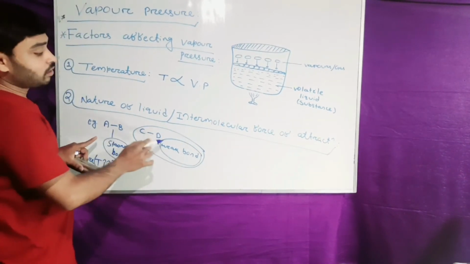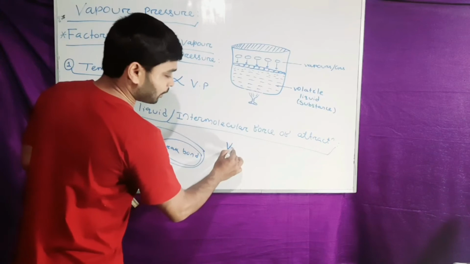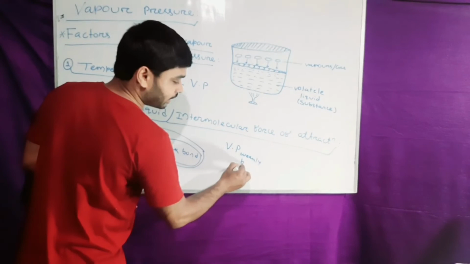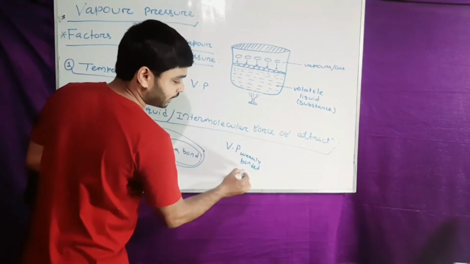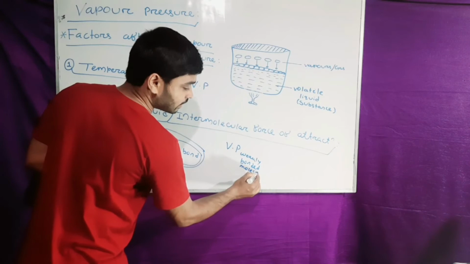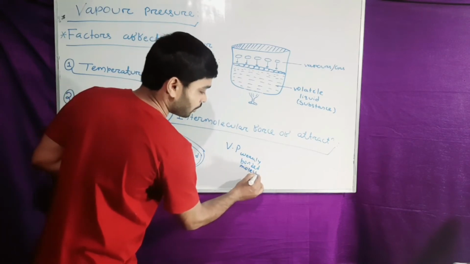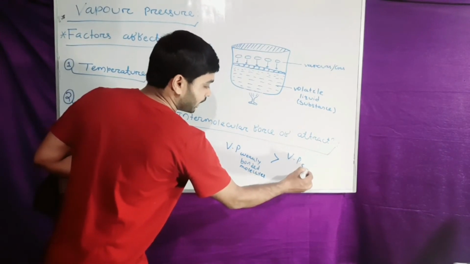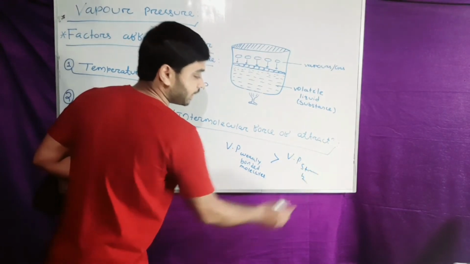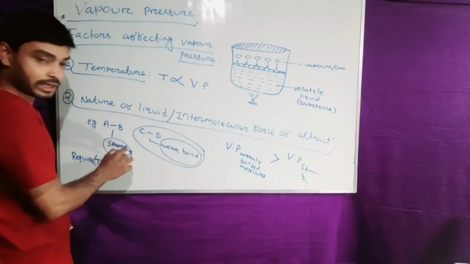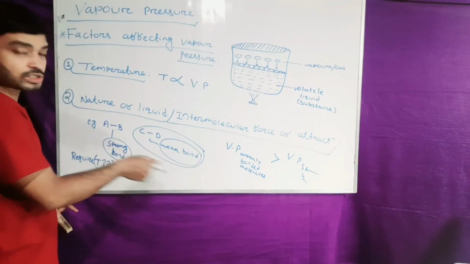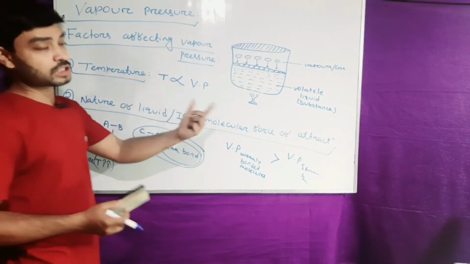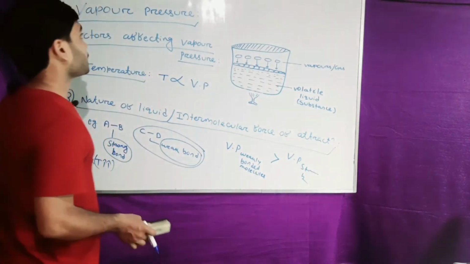That's why the vapor pressure of weakly bonded molecules is greater than the vapor pressure of strongly bonded molecules. So the nature of liquid, or intermolecular force of attraction, matters a lot for vapor pressure.